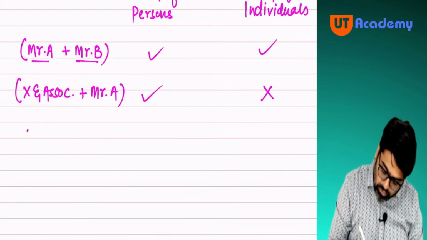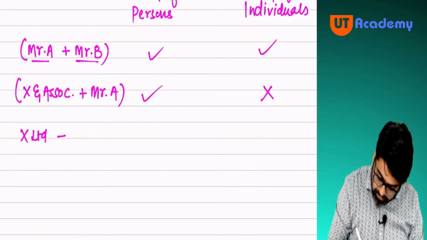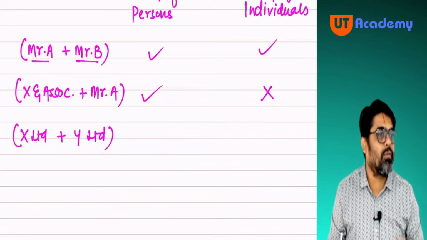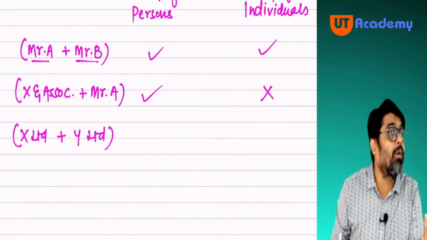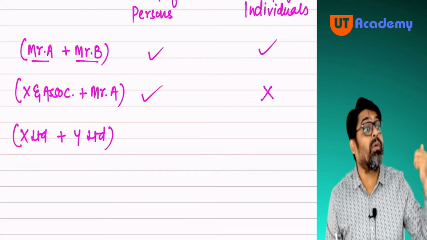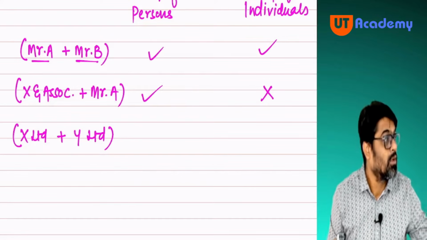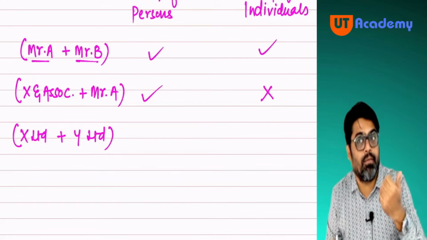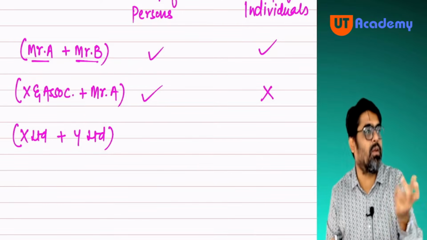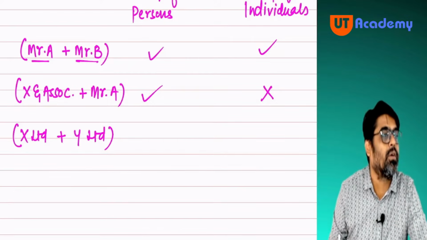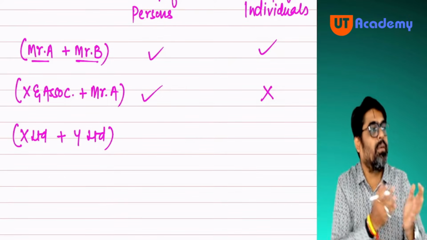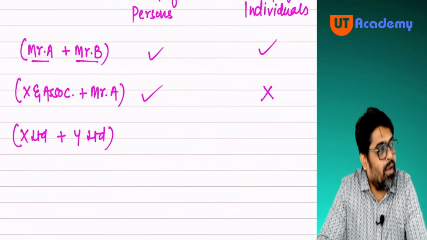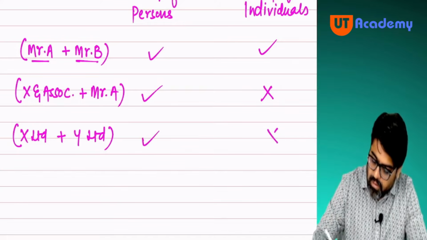Now tell me, there is one company X Limited and there is one company Y Limited. They are coming together. They are forming a joint venture. Can a joint venture be formed or not? A joint venture can be formed between a partnership firm and an individual also. A joint venture can be formed between two companies also. So X Limited is a company, Y Limited is a company. Both companies are coming together forming a joint venture. Now tell me, will the group of X Limited and Y Limited be treated as BOI or AOP? BOI or AOP? Always AOP. It cannot be treated as BOI.